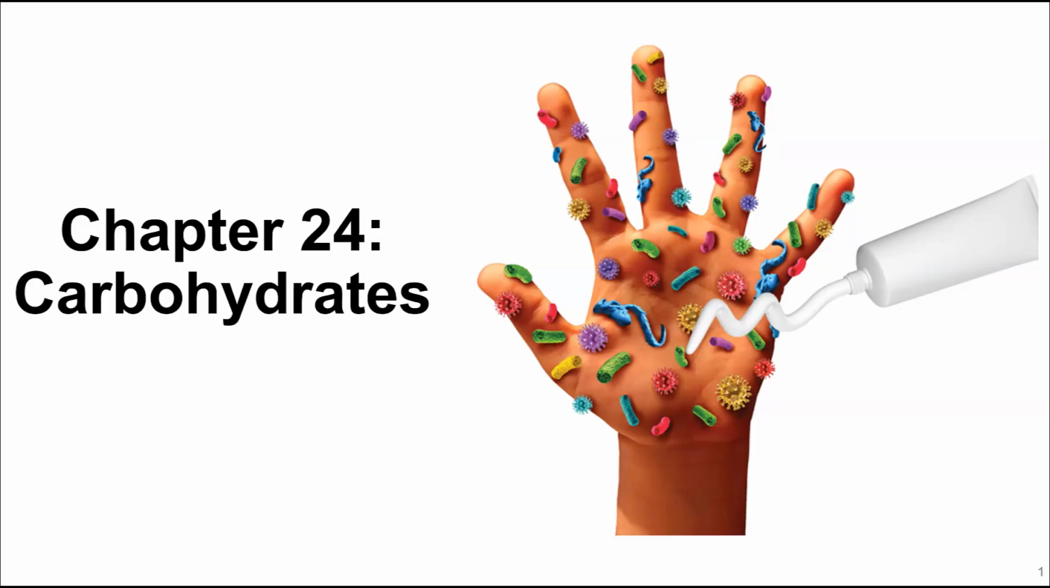In Chapter 24, we will be looking at carbohydrates. The picture that you see here is a very germy hand, all kinds of gross stuff on it. There's white cream that is there, which is an antibiotic cream called Neosporin or bacitracin or something similar. One of the three active ingredients is called neomycin, which is a carbohydrate derivative. And in this chapter, we're going to look at some of these different carbohydrates.